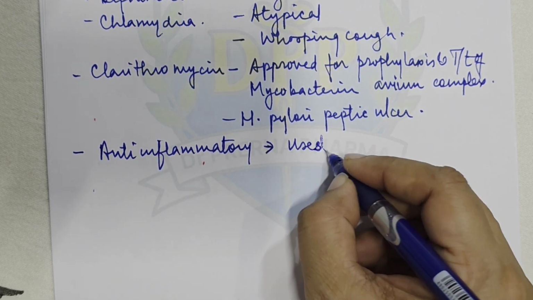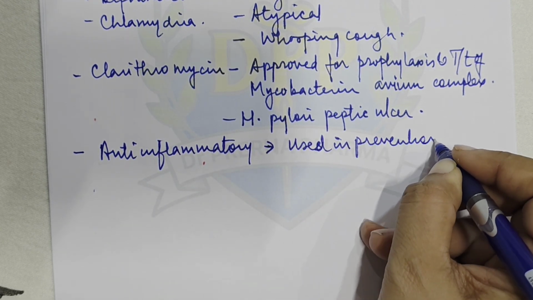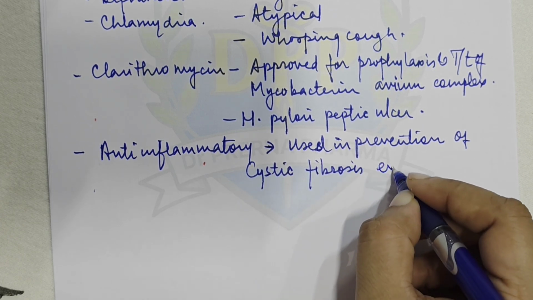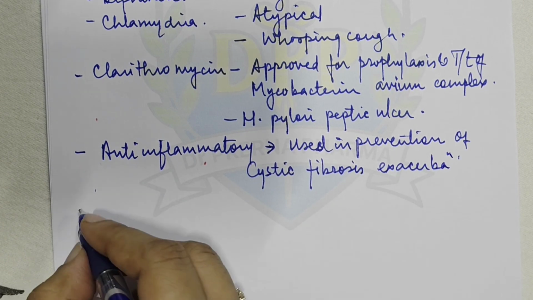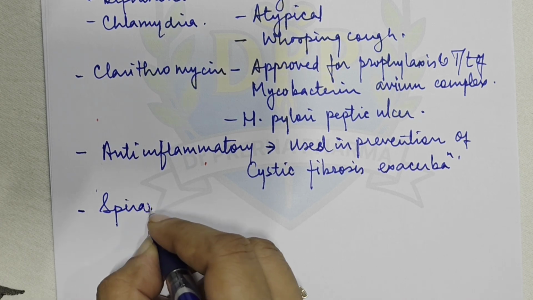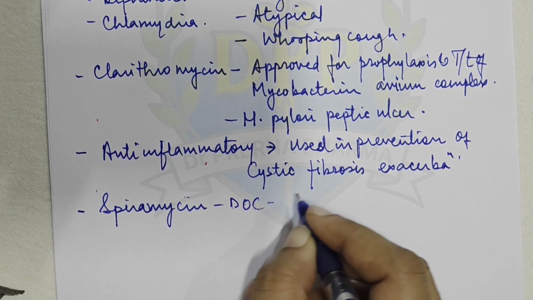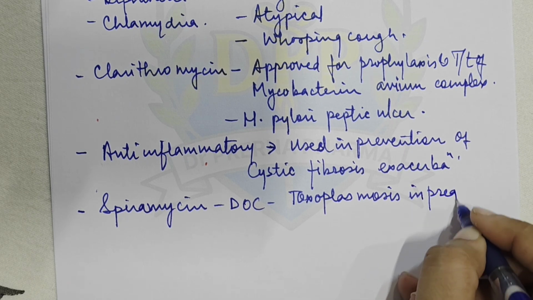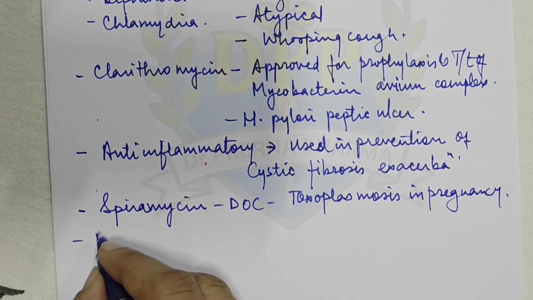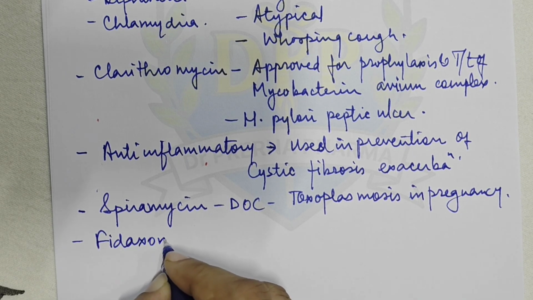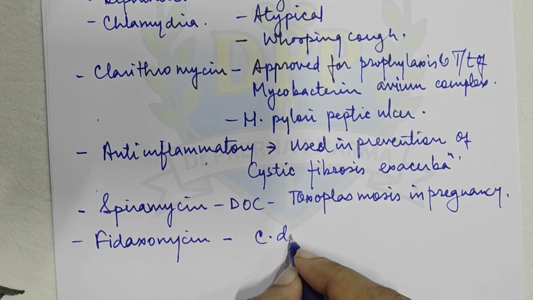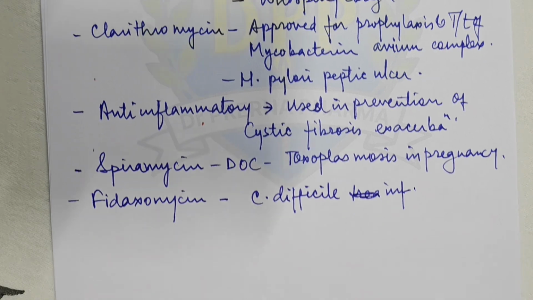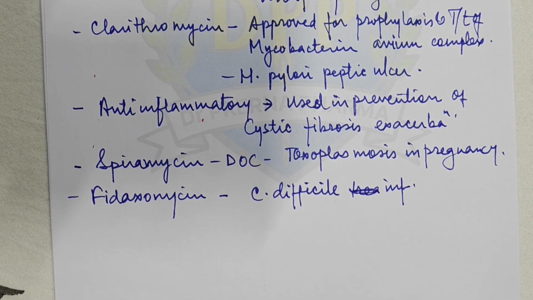They are used in prevention of cystic fibrosis exacerbation, right? Next we have spiramycin. This is the drug of choice for toxoplasmosis in pregnancy, right? Then there is a drug fidaxomicin. This is used in the treatment of Clostridium difficile infection, right? So these are some clinical uses of azithromycin and clarithromycin.